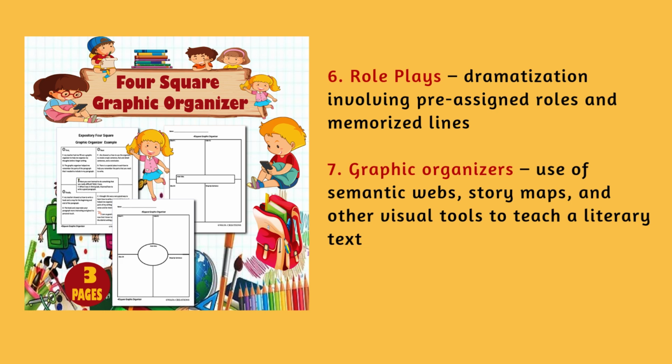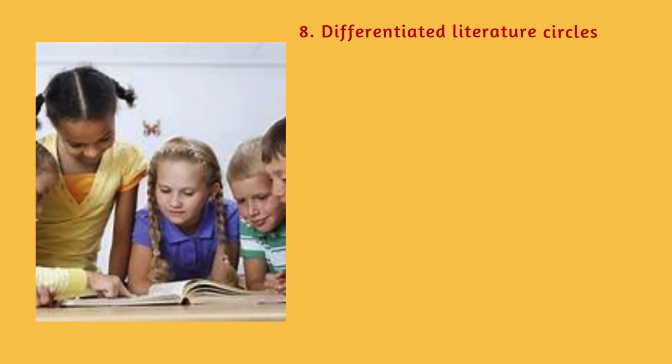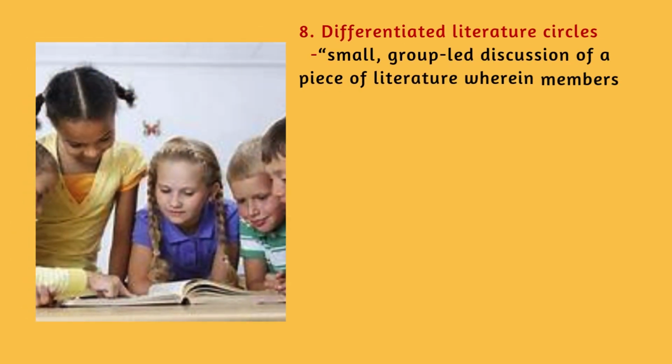This is one of the most common methods used in a literary class. A role play is a dramatization involving pre-assigned roles and memorized lines. Number 7, graphic organizers. This involves the use of semantic webs, story maps, and other visual tools to teach a literary text. Number 8, differentiated literature circles.